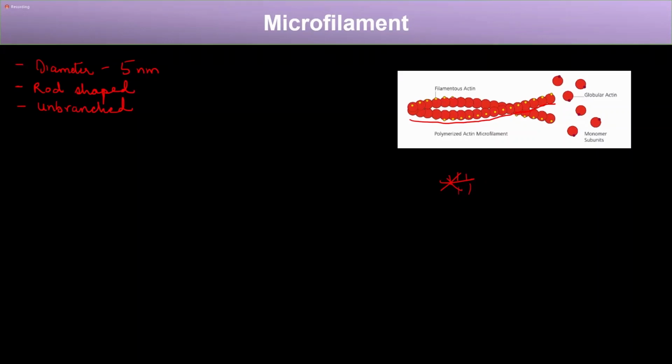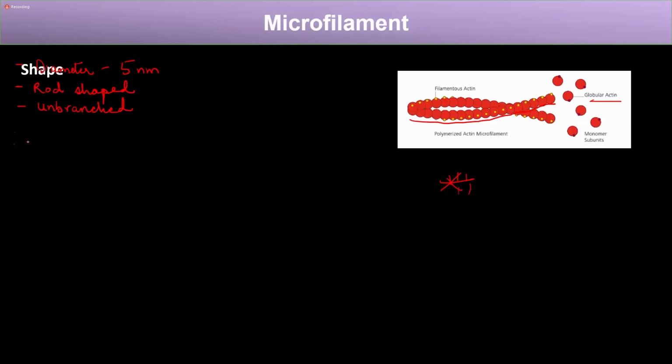So in the diagram, we can see that it has two components. The first one is filamentous actin. The second is globular actin. So it is made up of a special protein, and the name of this protein is actin. So it is made up of protein, and this protein is called actin protein.